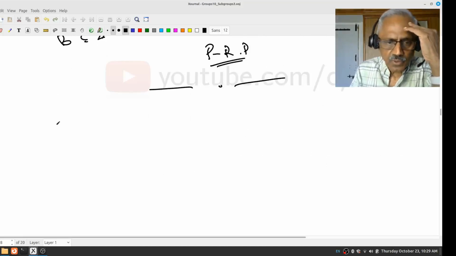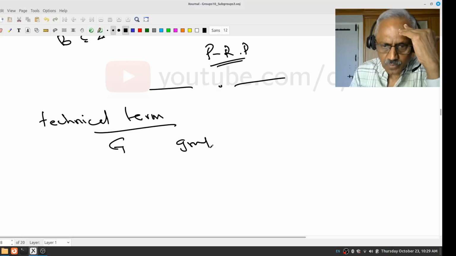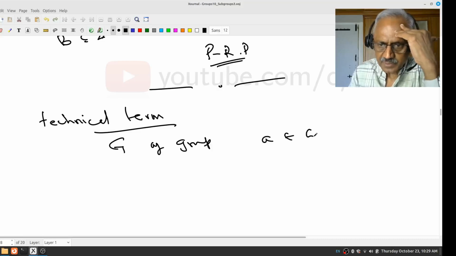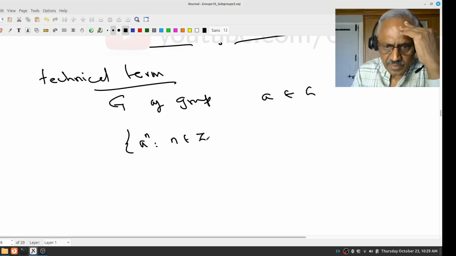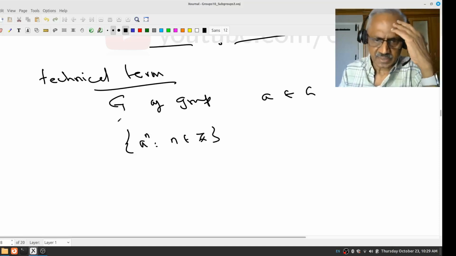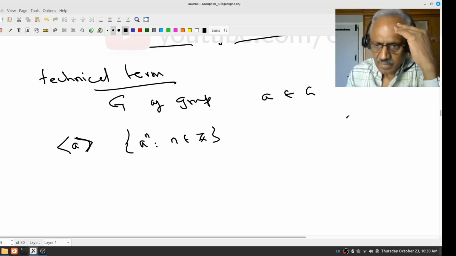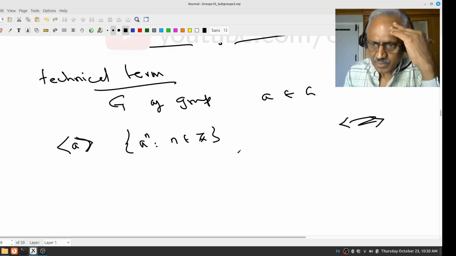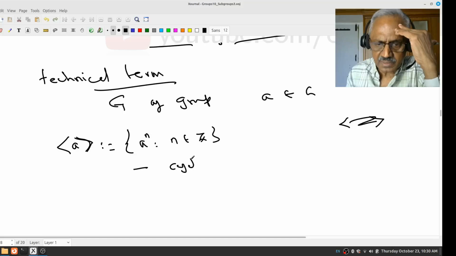So now one more jargon or technical term I want to use. Now let us go to a general group. Any group. Okay, a is an element of G. Then we found a^n, as n varies over Z, is the smallest subgroup which contains a. This is usually denoted in algebra books by this angle bracket, less than, greater than. This is known as the angle bracket, and one also calls this the cyclic subgroup generated by a.